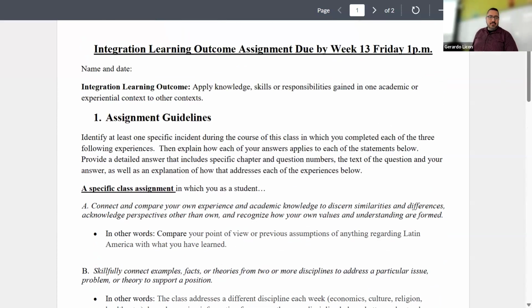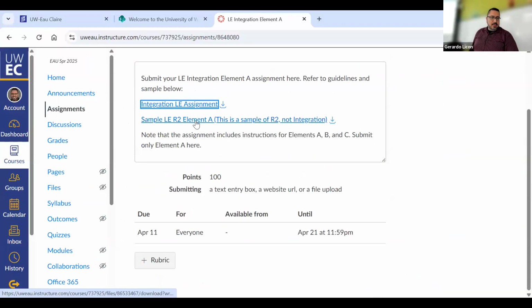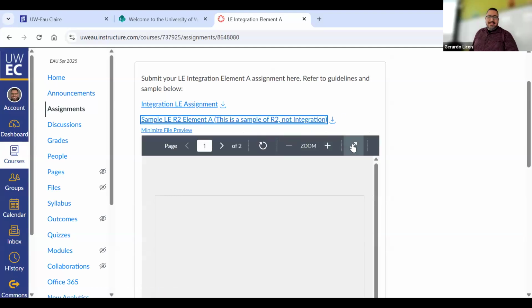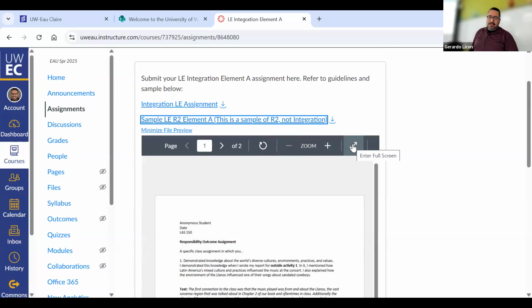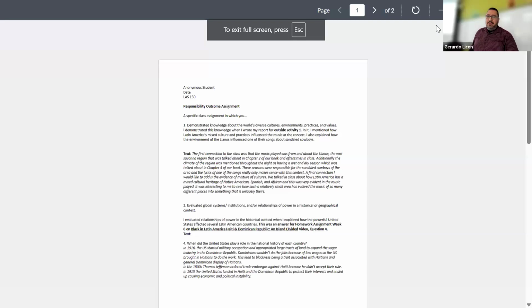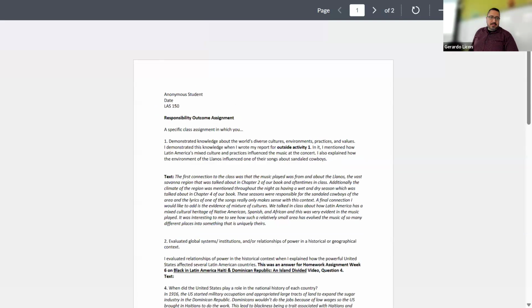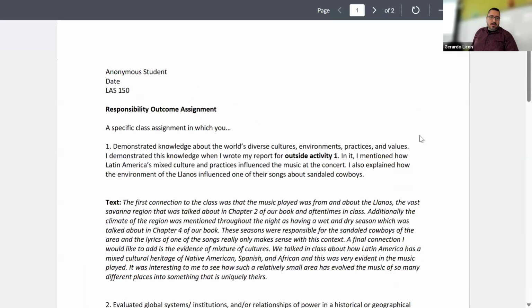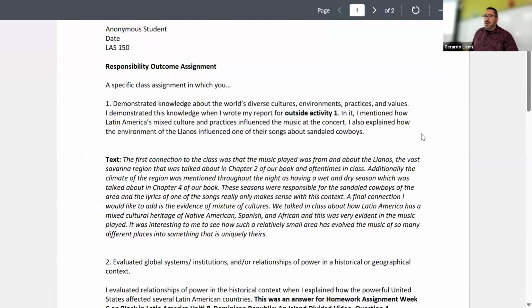I do have a sample. Now, do note that this sample that I'm giving you on how this assignment can be done is an example from responsibility outcome number 2, not from integration. So don't look at the sample and then follow the exact same learning outcome, because then you're going to do it wrong. You're going to do the work that I asked for in the fall, not in the spring. But the idea is the same.